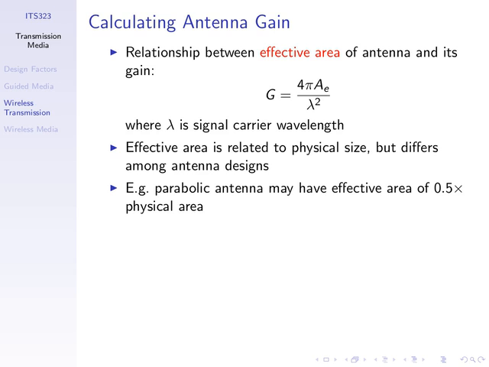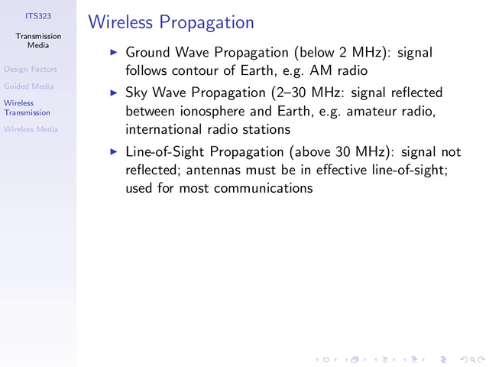In a parabolic antenna, it differs, but the effective area may be approximately half of the real, or physical, area. If we assume that the parabolic antenna was flat, it's a circle. So we could calculate the area of that antenna, and if the effective area is half of that, we would get the value of AE. And if we know the frequency we're using, we can calculate the wavelength and the gain. We'll have an example of that calculation shortly.